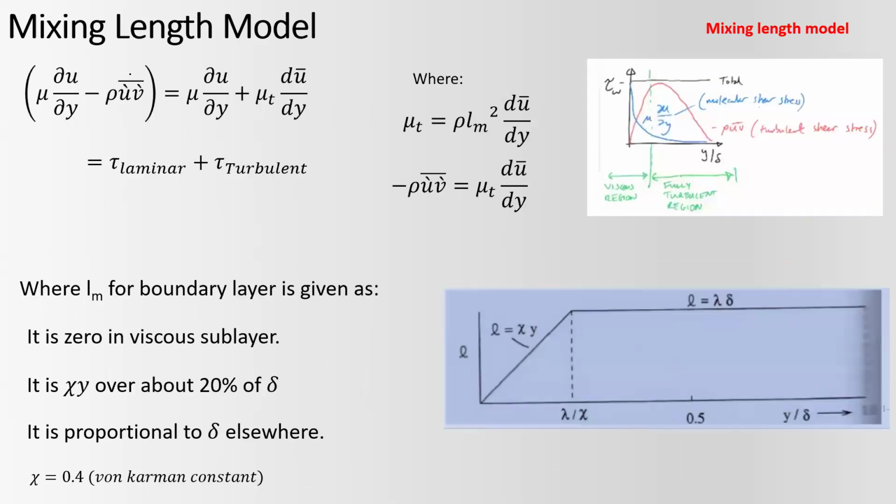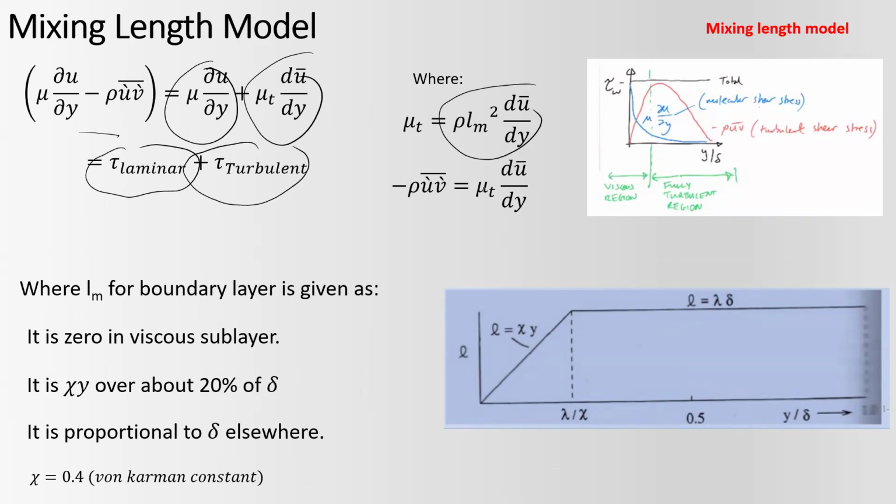So this term can be written as the first equation, second equation. We have to find the mu t. This is the laminar shear stress. This is the turbulent shear stress. So mu t is equal to this term, and this term is equal to mu t times du by dy. Simple. So the question is how to find the mixing length.